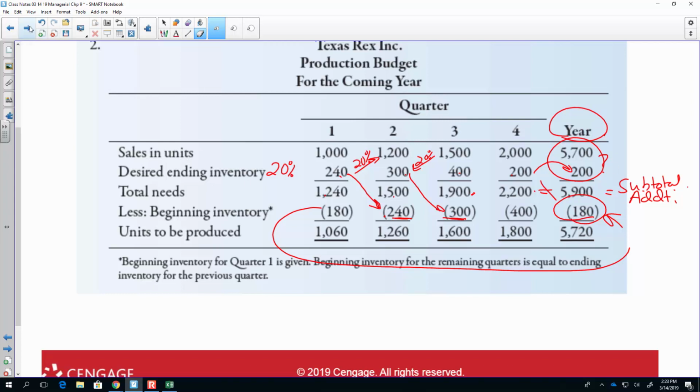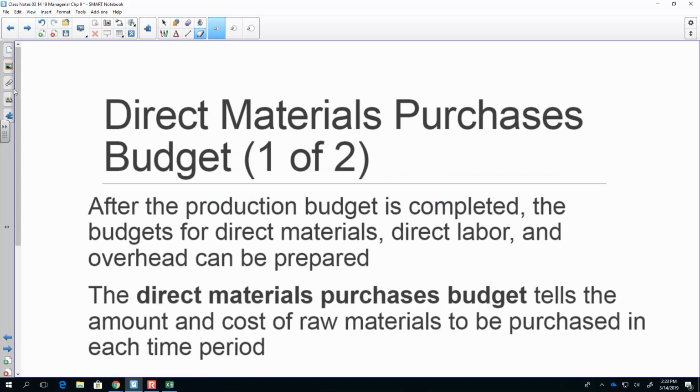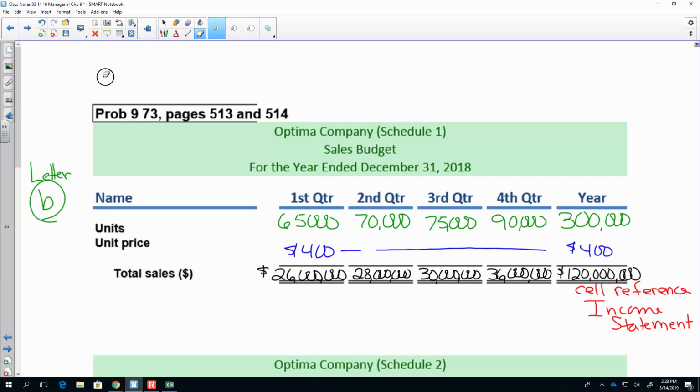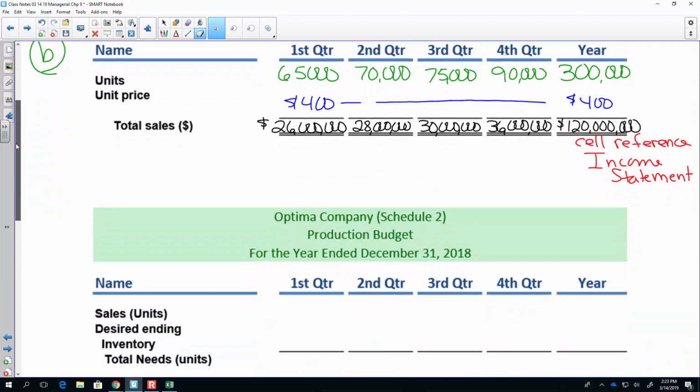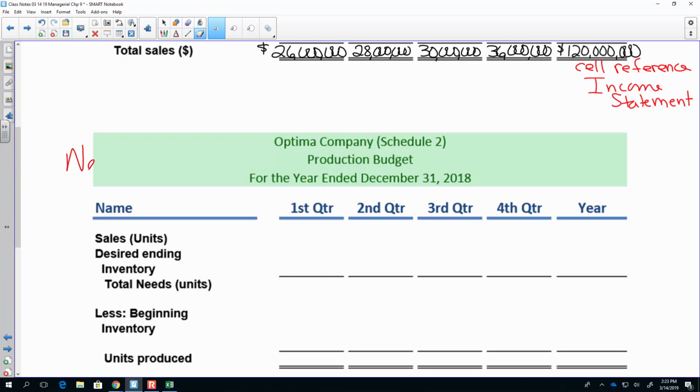All right, let's try our problem 57. I'm not even going to do 51. Let's look at problem 57. So this is a new worksheet, right? New worksheet for your project called a production report or production budget. It's up to you. You really don't need that Schedule 2 in there.